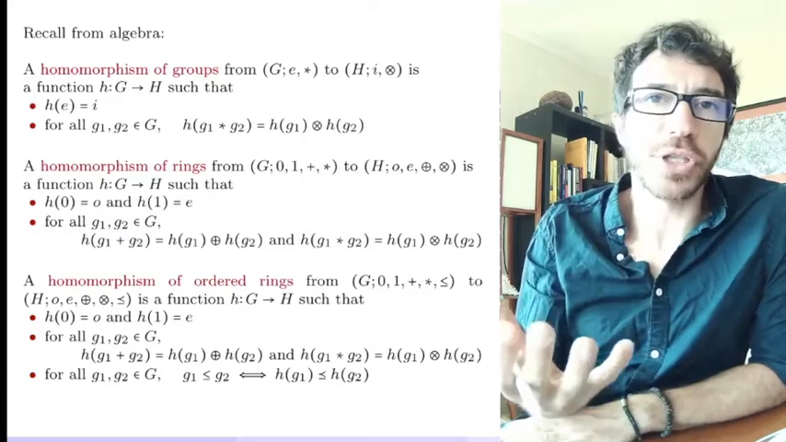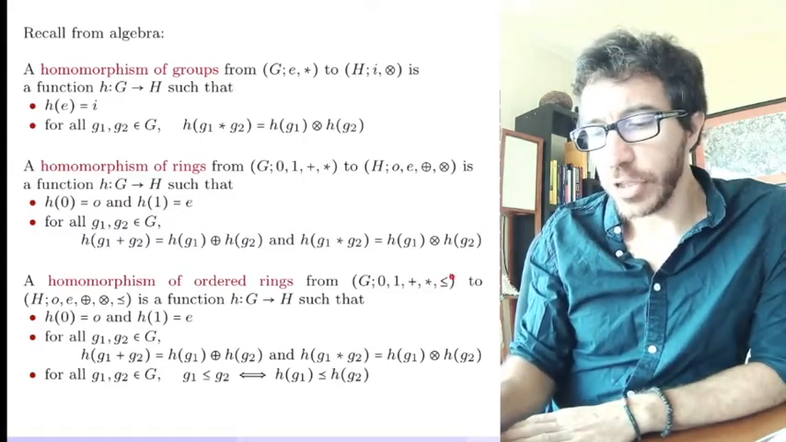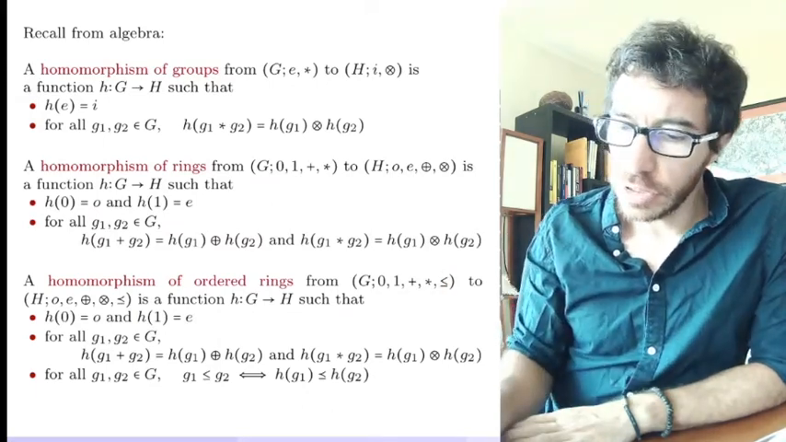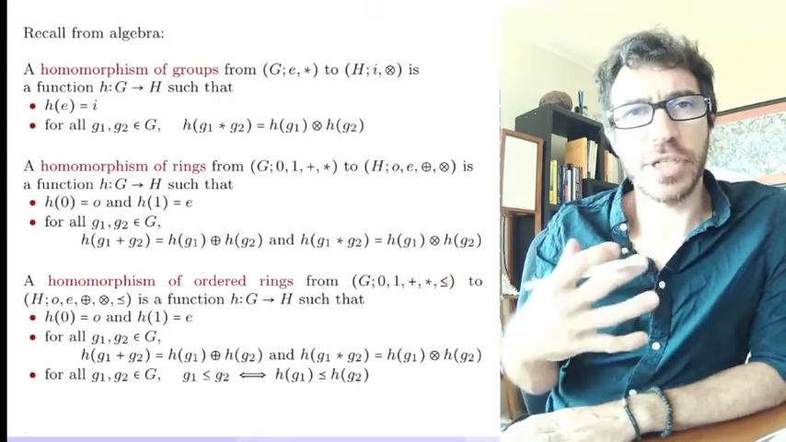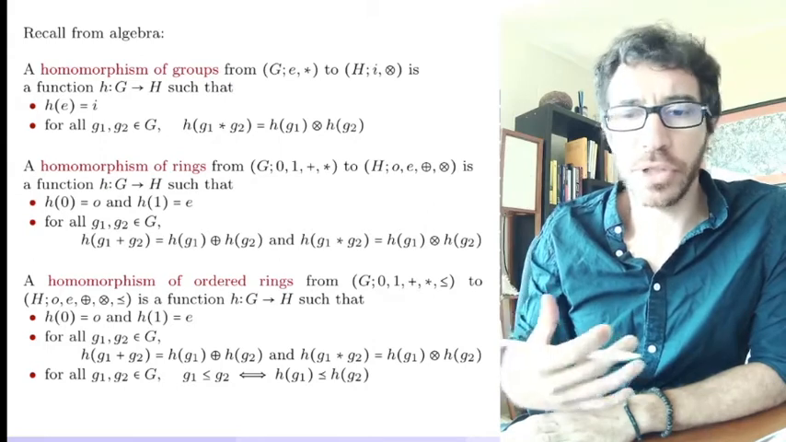If you have ordered rings, for instance, which I guess is one you haven't seen in algebra, well, you also have an order relation. Ordering is a relation among the elements, like for instance, the integers with the usual ordering or the reals with the usual ordering.